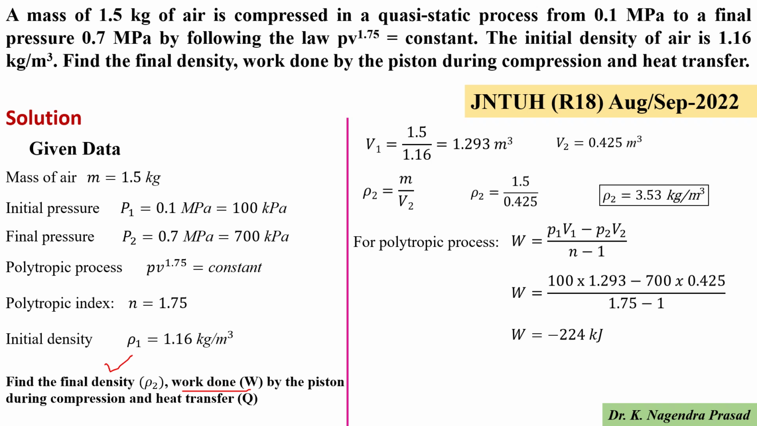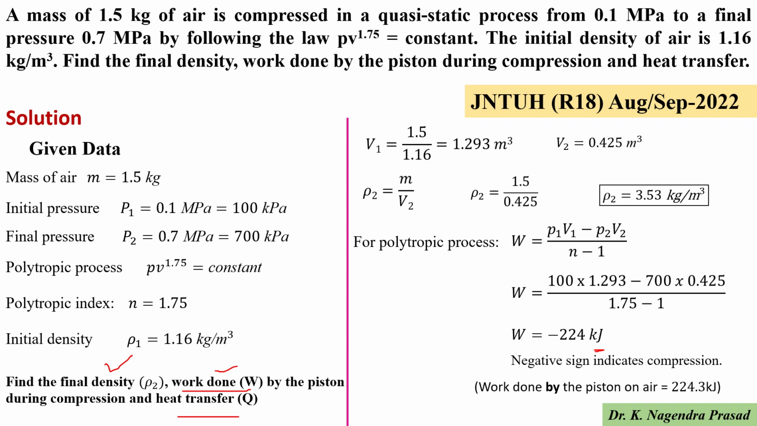then we will get minus 224 kilojoules. Here the negative symbol indicates that the process is compression. So compression work we are doing, that is work done by the piston on air, which is equal to 224.3 kilojoules. So we determined the final density as well as the work done. Next we will determine the heat transfer Q.